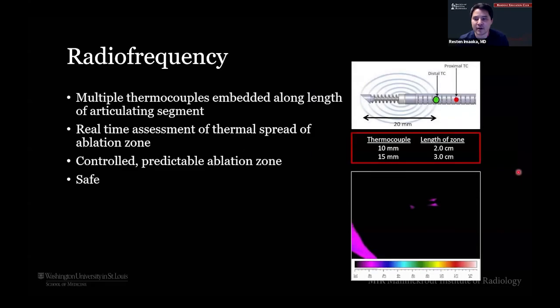This particular example here has thermocouples on it, which we feel is great, right? This gives you a temperature reading, so you know exactly what the temperature is a certain size away from the center of your ablation zone. And that allows you to really have real-time assessment of that temperature spread and have a good idea of what your ablation zone is. So that allows RFA to be controlled, very safe, very predictable ablation zone.